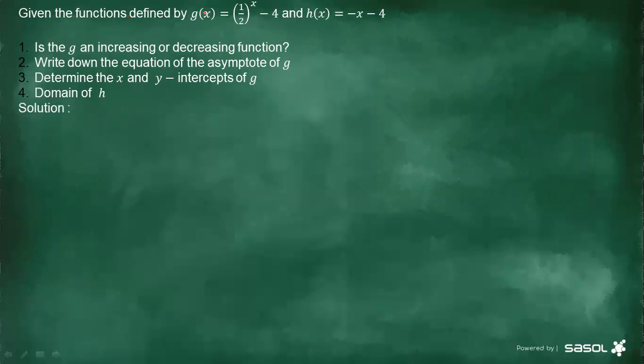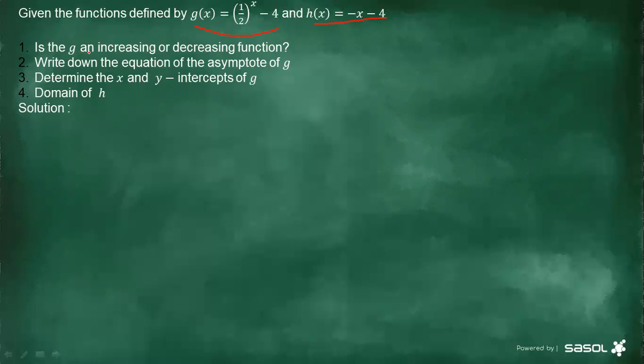Given the function g of x equals 1 over 2 to the power x, minus 4. It's very clear this one is exponential. And the value of b, you can see, is 1 over 2, meaning it's between 0 and 1. I did explain how it's going to be the shape of an exponential if b is between 0 and 1. And then the straight line h of x equals negative x, negative 4.